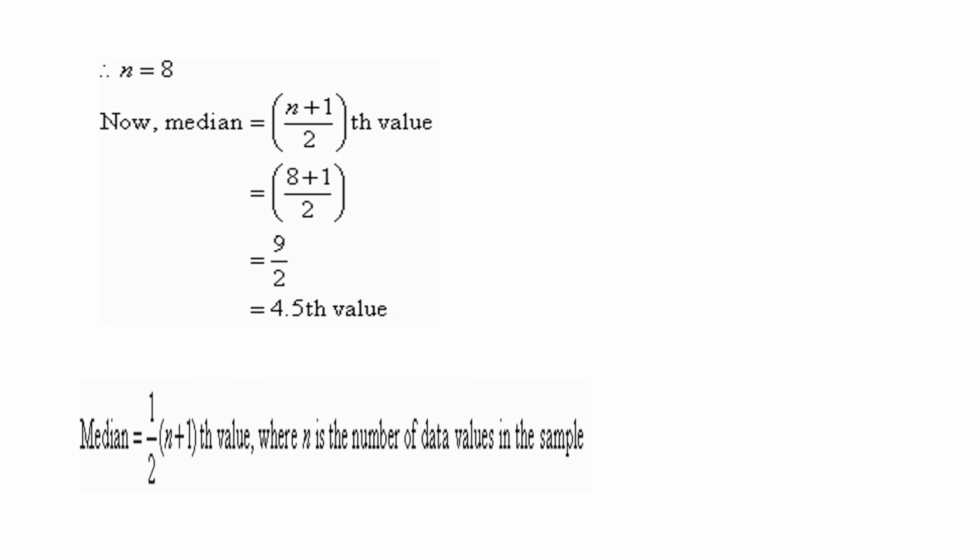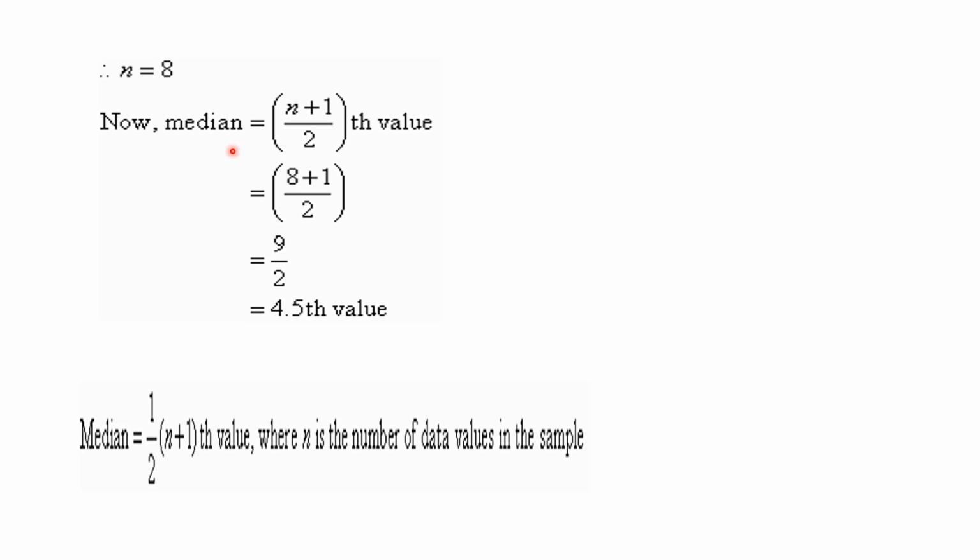Clear? There is one more alternative way to find the median of the data if the observations are even. Even means the total number of observations I am talking about, not the values of the observations. If the total number of observations is 10, it is even. If the total number of observations is 13, it is odd, like that. Not the value of the observation, but the total number of observations.